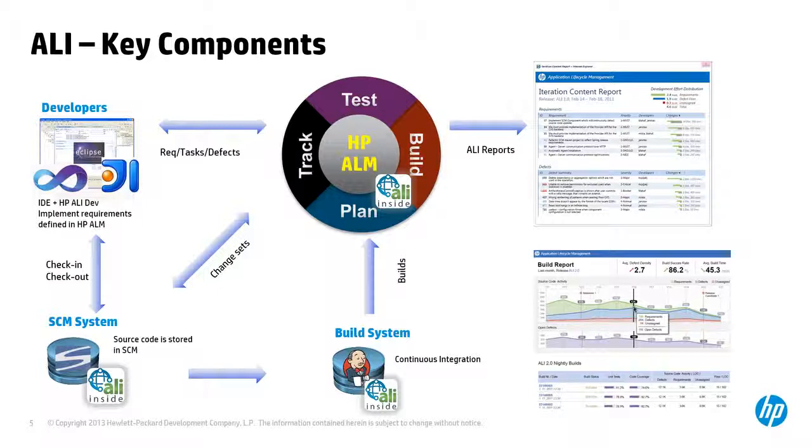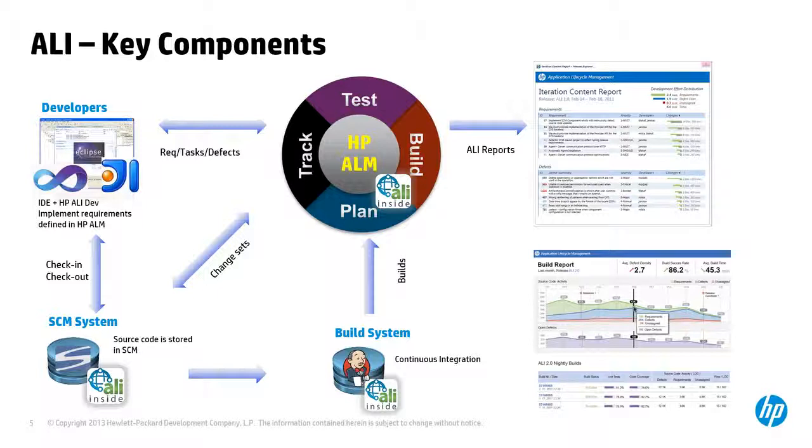So the source code is submitted to a source code management system, and this is for us the repository which we will use to learn more about the code changes. So ALI in the HPALM server will connect to your source code repositories, whether it's Git, Subversion, Perforce, and others. And we will read meta information about the changes to establish the traceability.